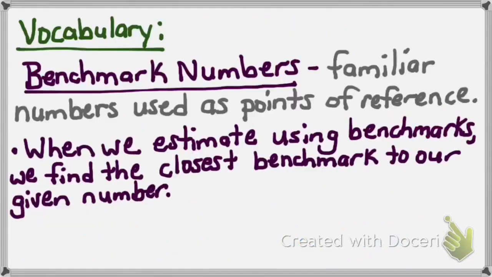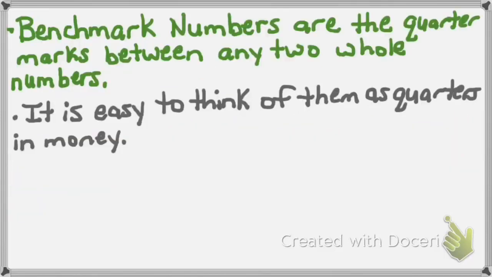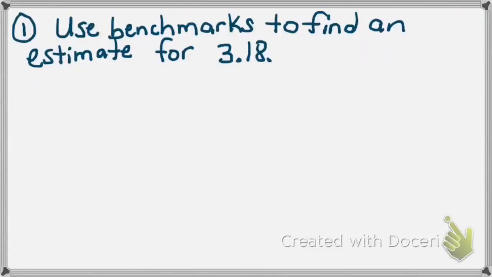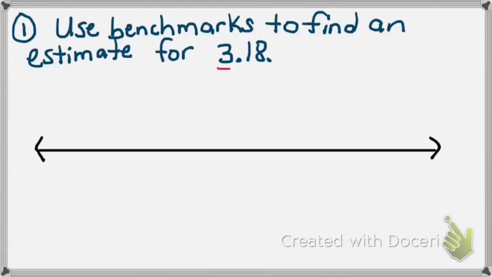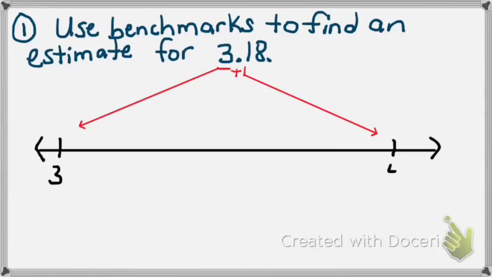So let's review. Benchmark numbers are familiar numbers used as a point of reference. When we estimate using benchmarks, we find the closest benchmark to our given number. Benchmarks are the quarter marks between any two whole numbers. It's easy to think about them as quarters with money. When asked to find the benchmark for a number, we find the whole number, we draw a number line, and that's the whole number that they give us is our first tick mark. We add 1 to that for our last tick mark. Then we separate that line in half and each section in half again, and it's like adding quarters to it.